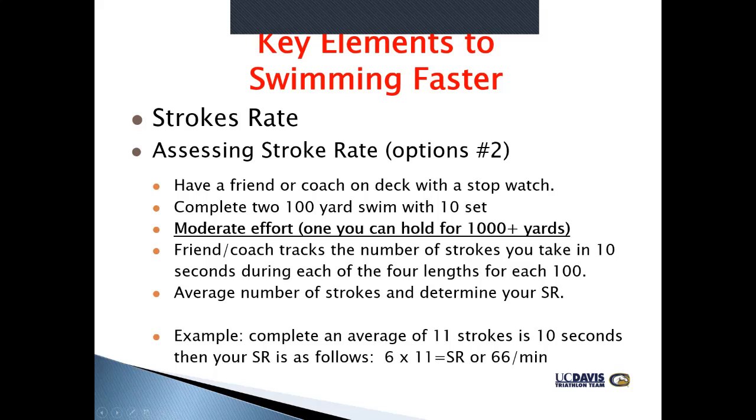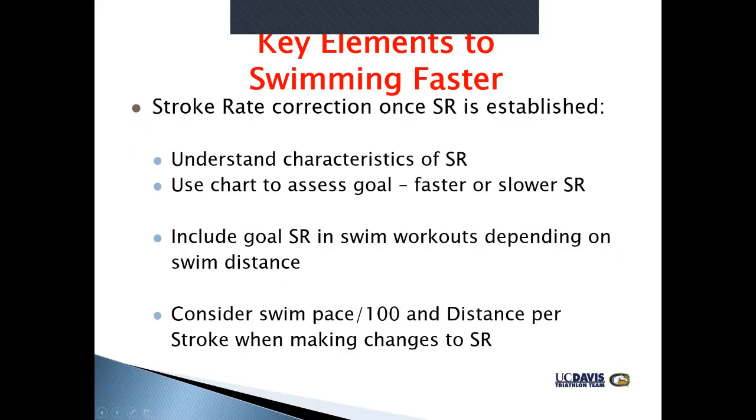Kind of a very simplistic way of assessing stroke rate. And you can see here down in the example, if you took 11 strokes per 10 seconds on average, then your stroke rate is 66. Okay, so what do we do with that? Once we get the stroke rate established, we need to make some corrections to that and see what we can do to make improvements or changes to that stroke rate.